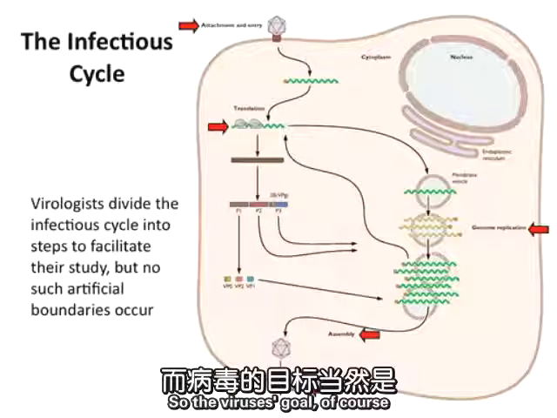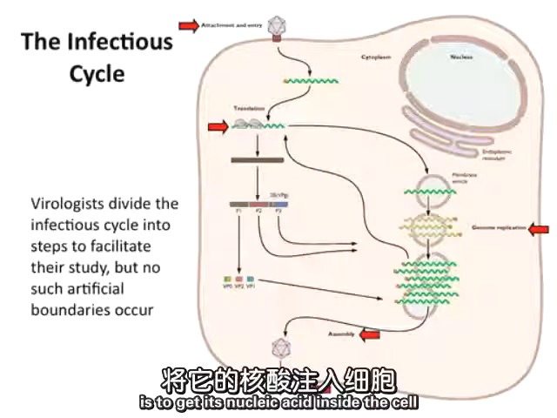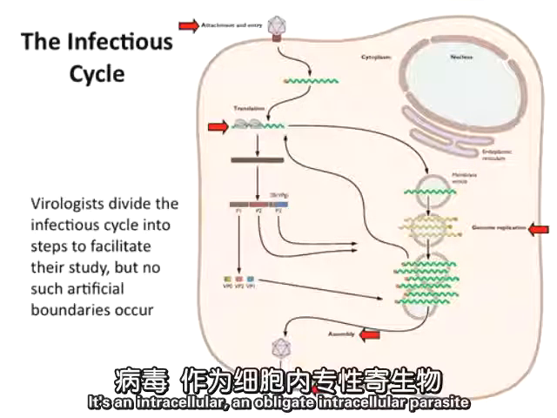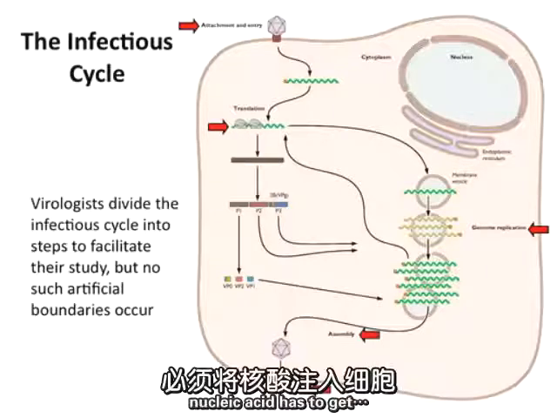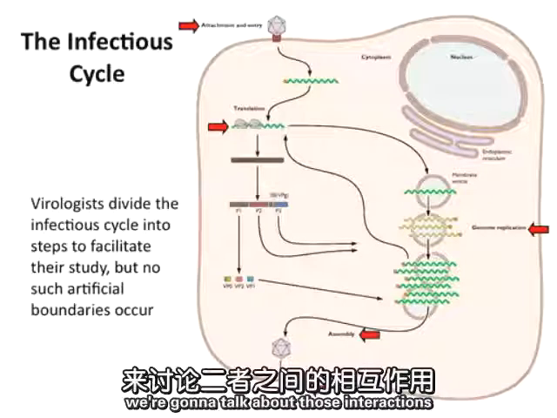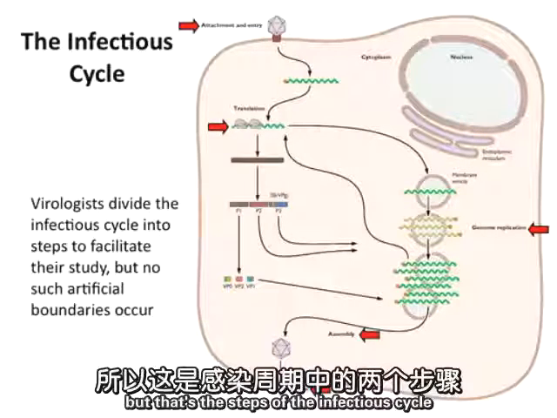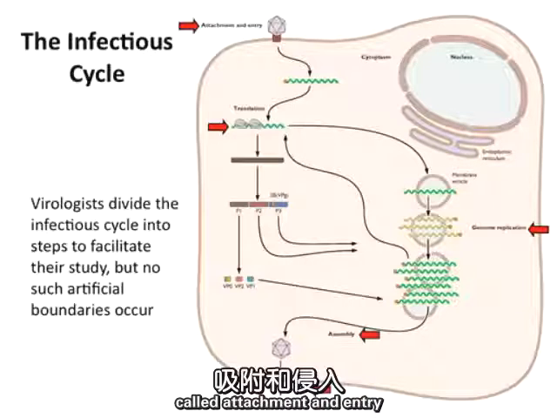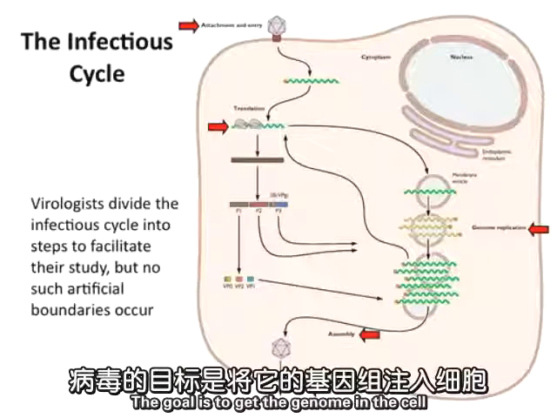So the virus's goal, of course, is to get its nucleic acid inside the cell. It's an obligate intracellular parasite. In order to do that, it binds to a cell surface receptor. We have a whole session where we're going to talk about those interactions, but that's the step of the infectious cycle called attachment and entry. The goal is to get the genome in the cell.